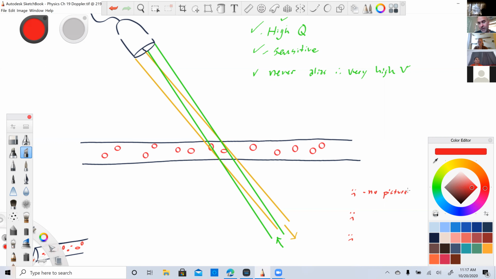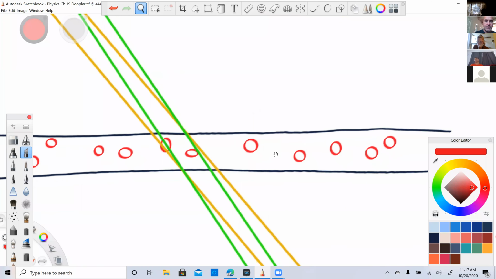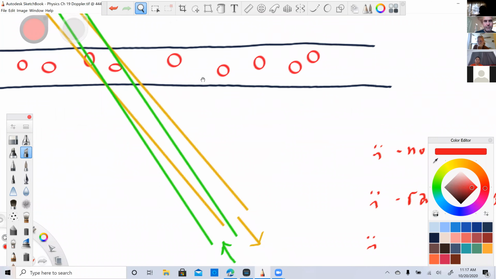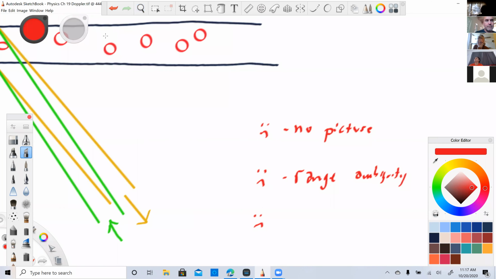And the reason we can't make a picture is because of what's called range ambiguity. Let's get a little closer so I can actually see what I'm writing here. Range ambiguity, that's no good. We don't know exactly where we are when we're scanning. We have an idea. There is an area of sensitivity, but it's only an area. It's kind of ambiguous.